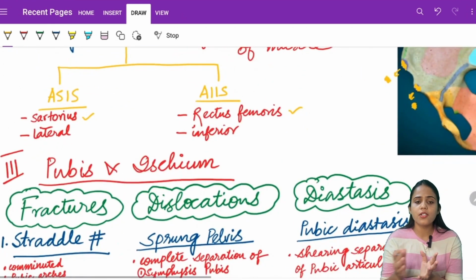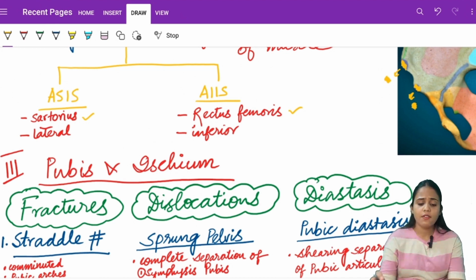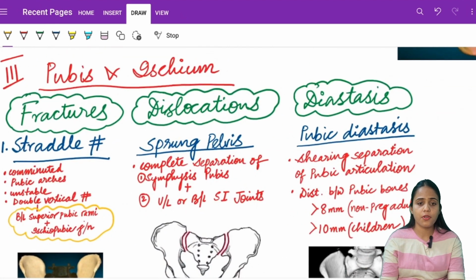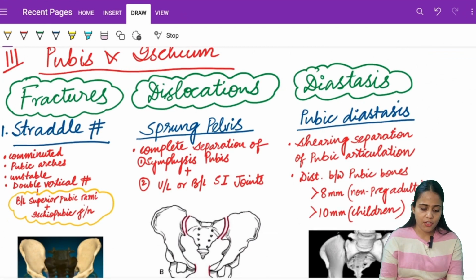Next, let's together talk about the fractures involving the pubis and ischium, and in this we will not just talk about the fractures, we will talk about the fractures, the dislocations, and the pubic diastasis. Let's talk about the fractures first. Number one is the straddle fracture. In the straddle fracture, there is a double vertical fracture.